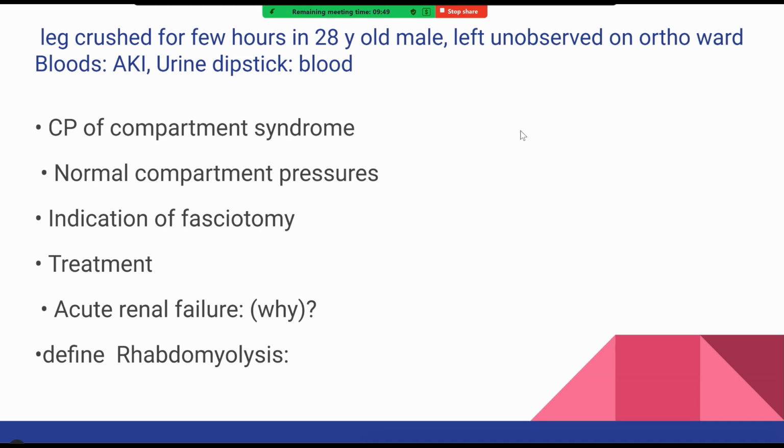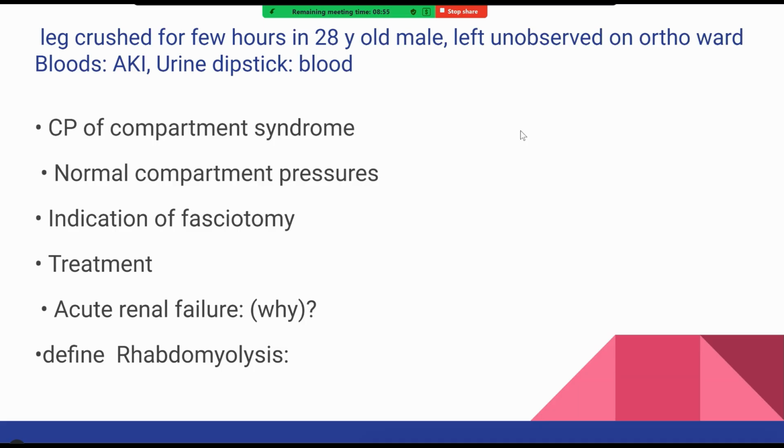So, can you explain the clinical picture of compartment syndrome? Okay, local features of compartment syndrome include excessive pain, that is disproportionate pain, paresthesia, numbness, and lately there may be pulselessness. That is a late sign. Okay, so what is the normal compartment pressure? Normal compartment pressure is from 0 to 15 millimeters of mercury.